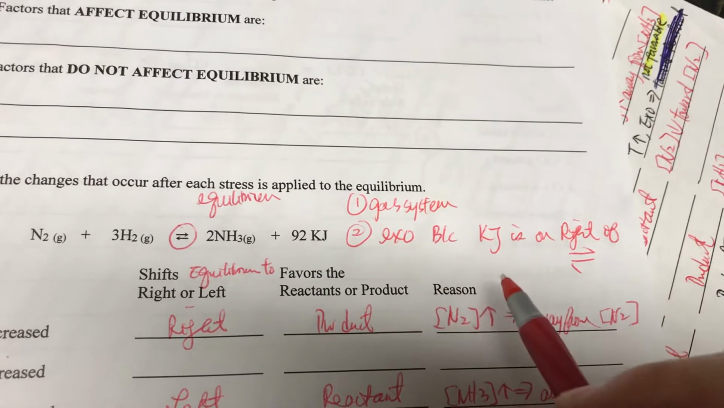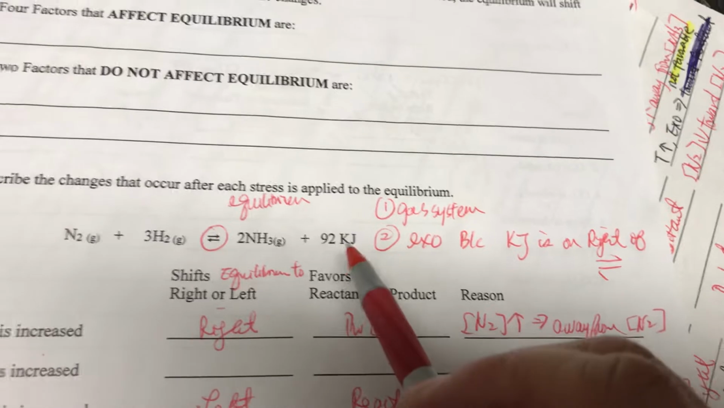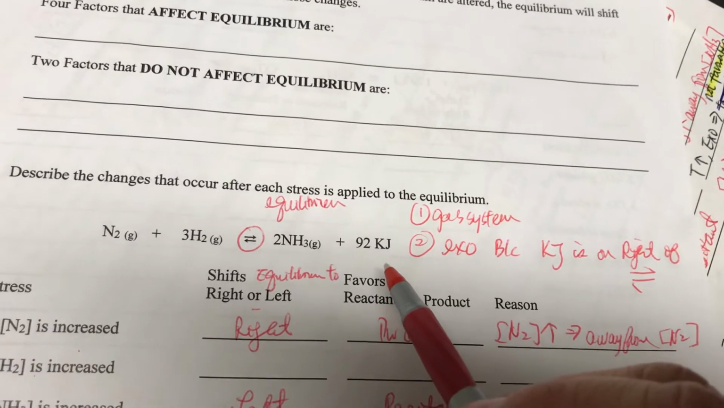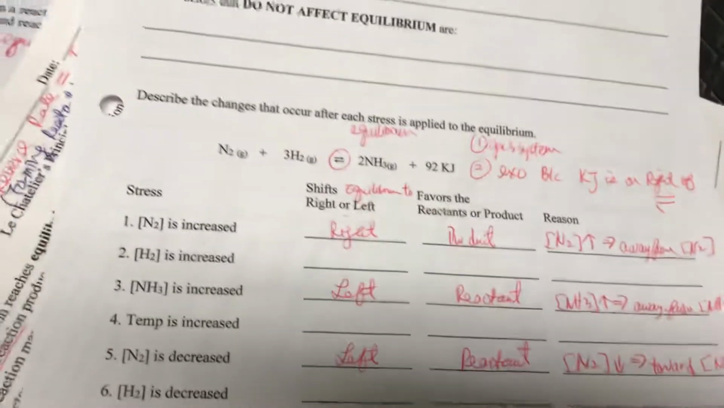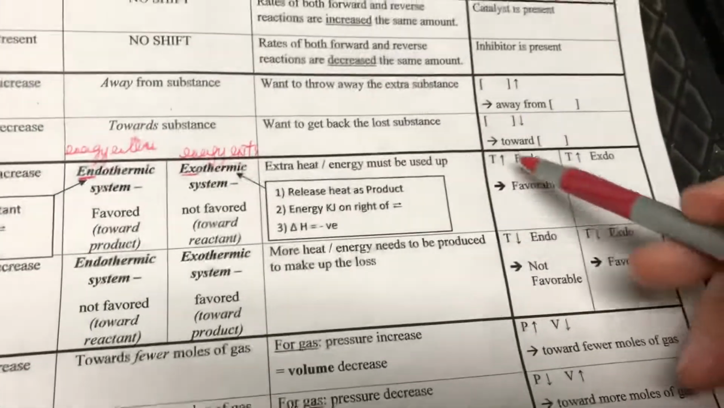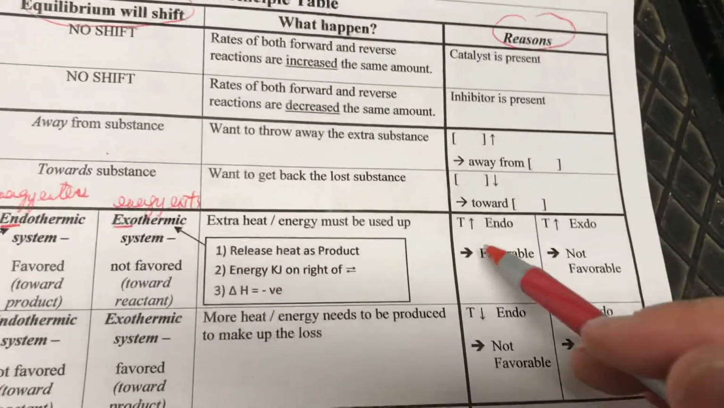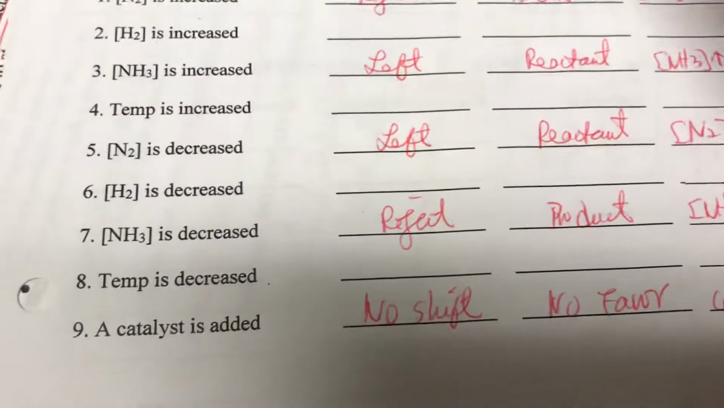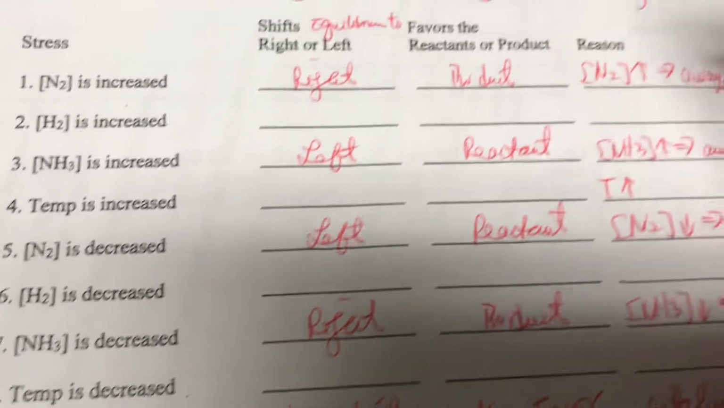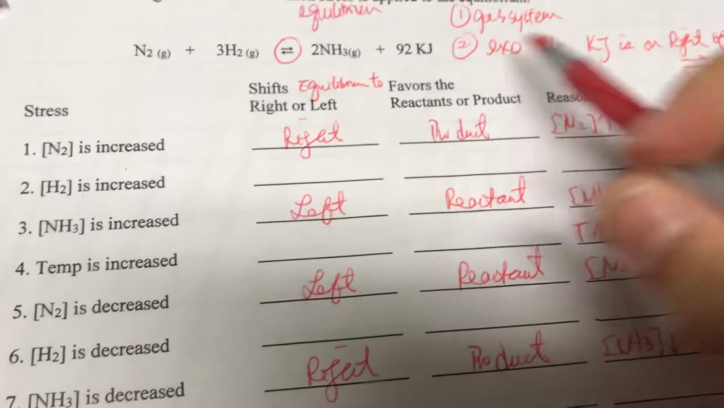This is exothermic because the kilojoule is on the right-hand side of the arrow. That means that I want to release heat as energy. Okay? So if we decide what kind of system, we look up the temperature. Temperature increase. So we're using this kind of reason thing. All right? What happened to temperature? What kind of system? Okay? So number 4, temperature increase. What kind of system? Exothermic system.